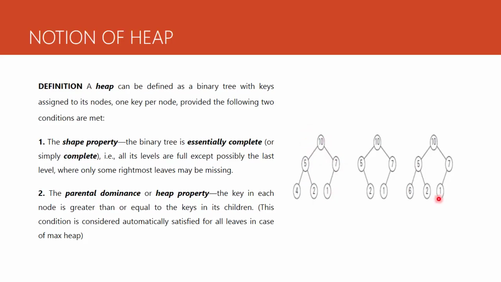What about the last one? Is it a heap? The first property, the shape property, is satisfied. Coming to the second property, 7 is greater than its children, okay with this branch. What about this branch? 5 is not greater than or equal to 6. So it is not a heap. Here the second property is violated.